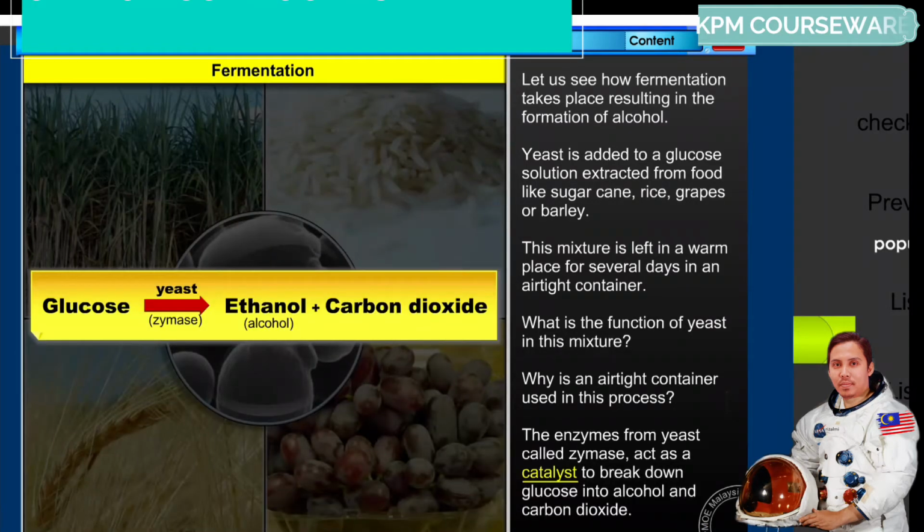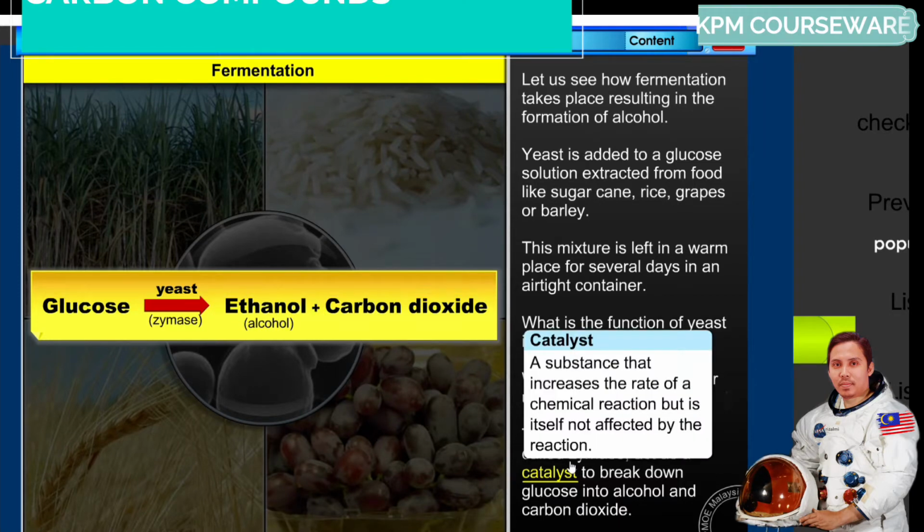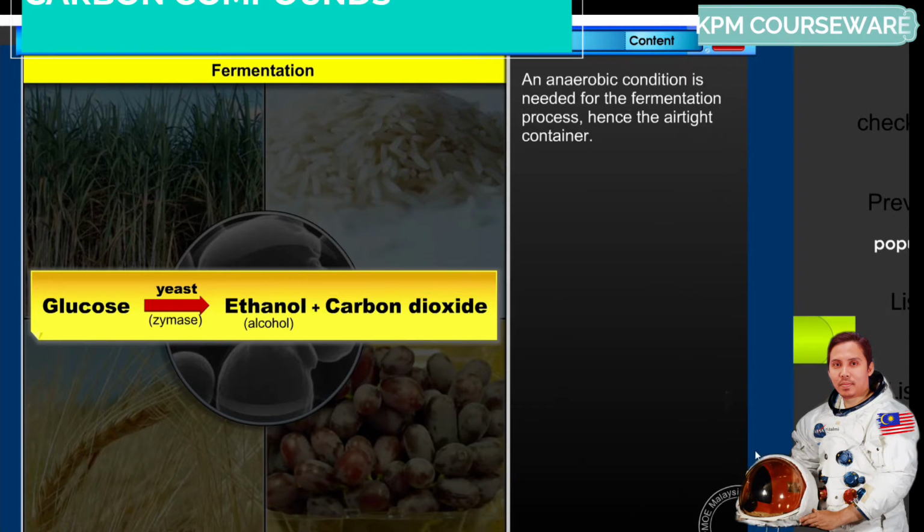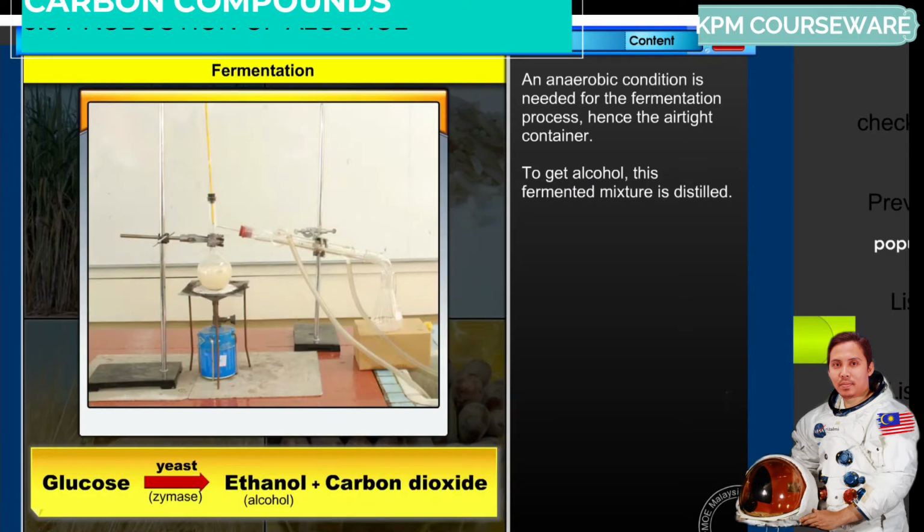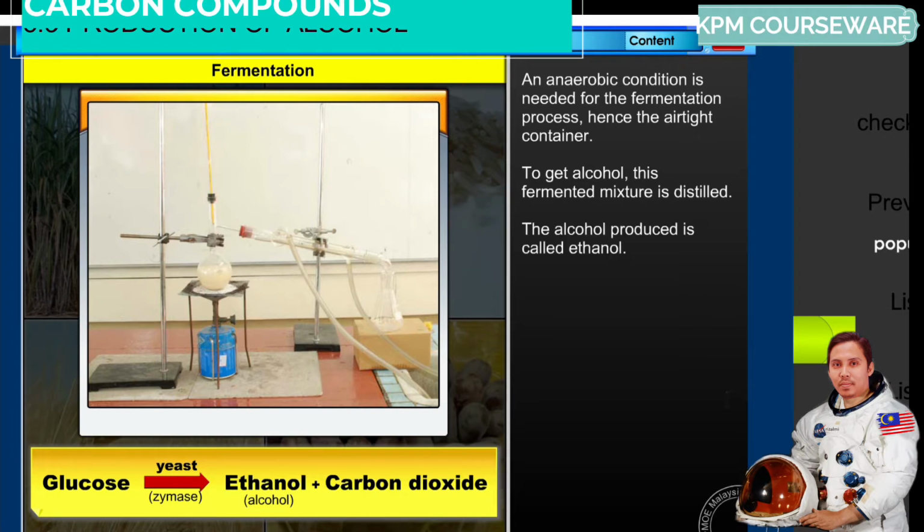The enzymes from yeast called zymase act as a catalyst to break down glucose into alcohol and carbon dioxide. An anaerobic condition is needed for the fermentation process, hence the airtight container. To get alcohol, this fermented mixture is distilled. The alcohol produced is called ethanol.